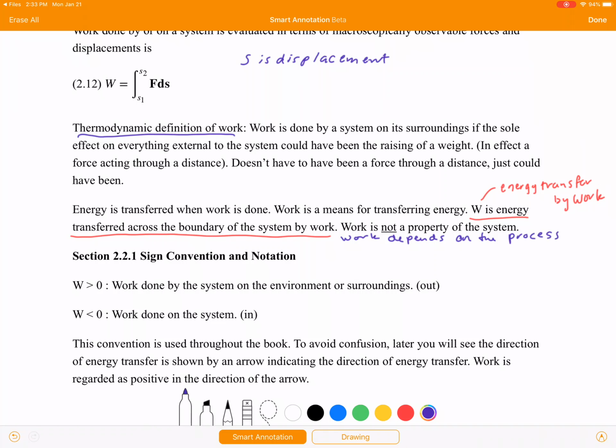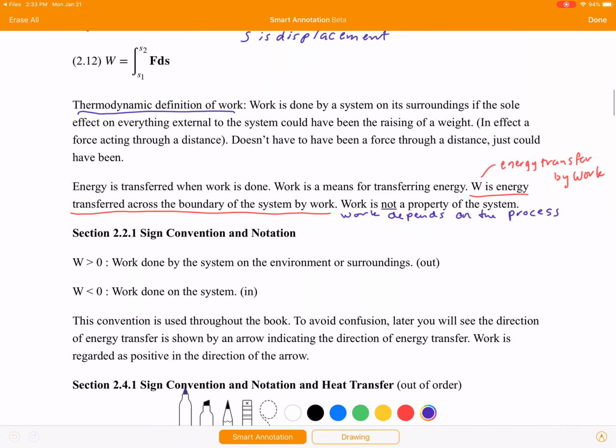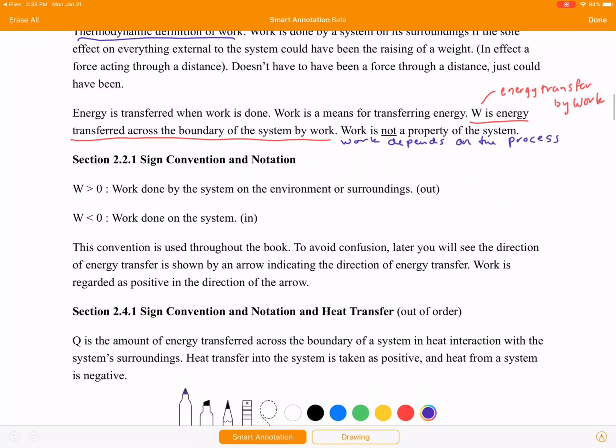So how it gets to where it's going matters, and so we can't just look at the endpoints and say, this is the state at these points, and not care about how it got there. For work, we really need to know how it got there.